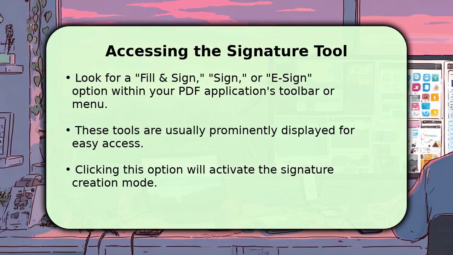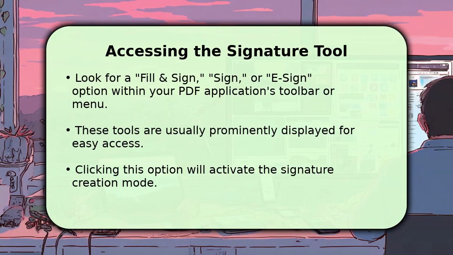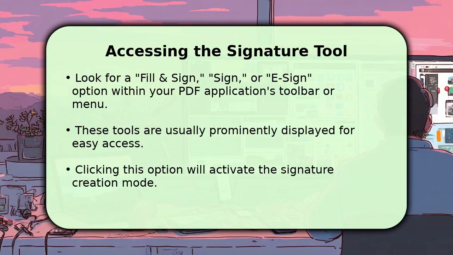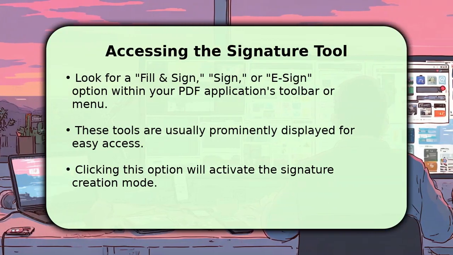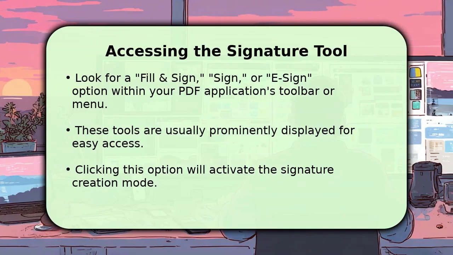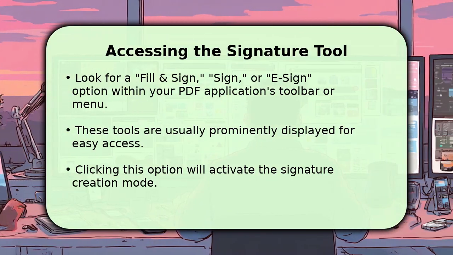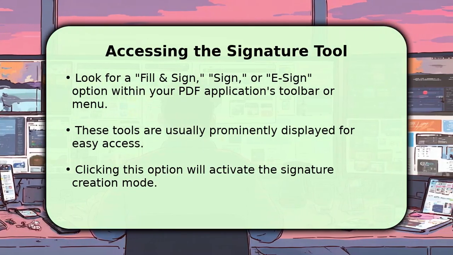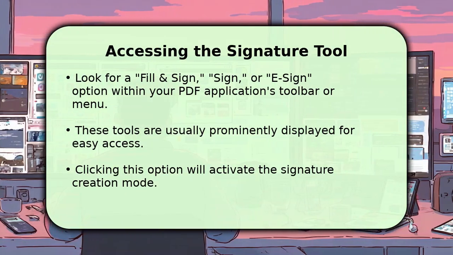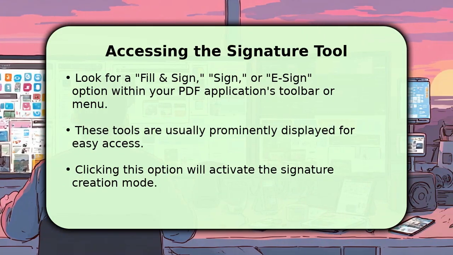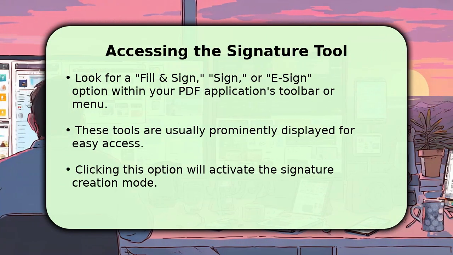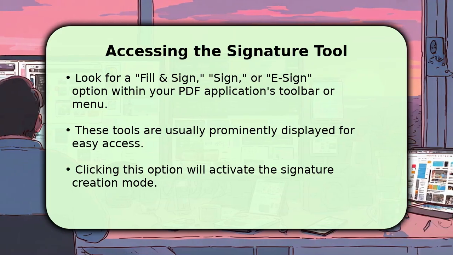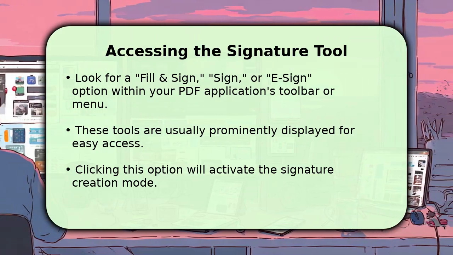Once your document is open, navigate to the application's toolbar or menu to find the Fill and Sign or Sign option. These features are typically located in an intuitive spot, often marked with an icon resembling a pen or a signature. Clicking this specific button will activate the necessary tools, allowing you to prepare the document for adding your unique mark. This action readies your workspace for the next critical step.